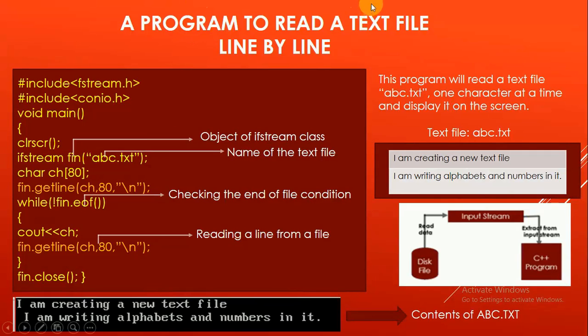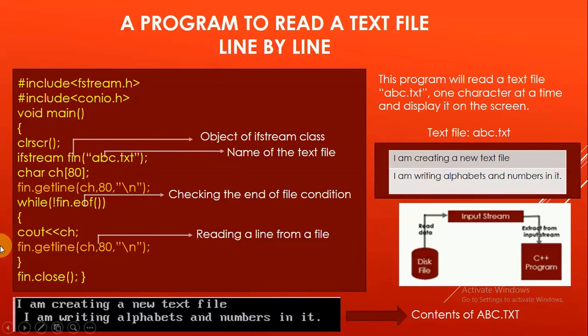Now let us write a program to read a text file line by line. Now see, again I am including the file fstream.h and I am including conio.h. In the void main, I will first clear the screen, and again see, as I have to read from a file, I will create an object of ifstream class, and fin is an object, and this is a name given by me. You can give any name of your choice, and then abc.txt is the name of the text file from which I have to read the data.